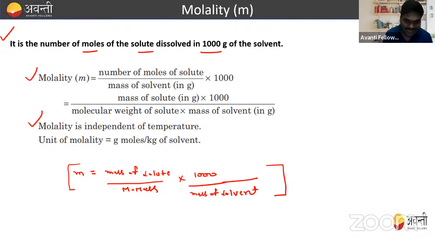What is the unit of molality, beta? It is nothing but gram moles, or moles, per kg of solvent. That is, gram moles per kilogram of solvent. So this is how you can get the unit of molality, right? It's clear to everyone?